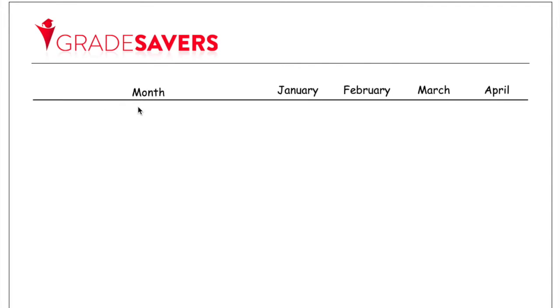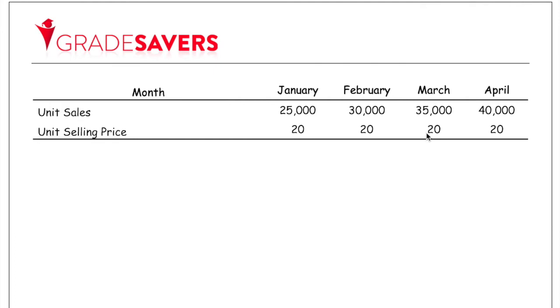So the very first thing I would do is set up the months going across. We've got the months of January, February, March, and April. From the problem itself, I'll grab the unit sales. So we're offered the unit sales data for each month. We have our unit selling price, which was $20 per course pack. And now all we want to do is multiply the unit sales by the unit selling price in order to obtain sales in dollars. So if I were to multiply 25,000 by 20, I'd get the sales for Jan. 30,000 by 20, I'd get the sales for Feb, and so on.